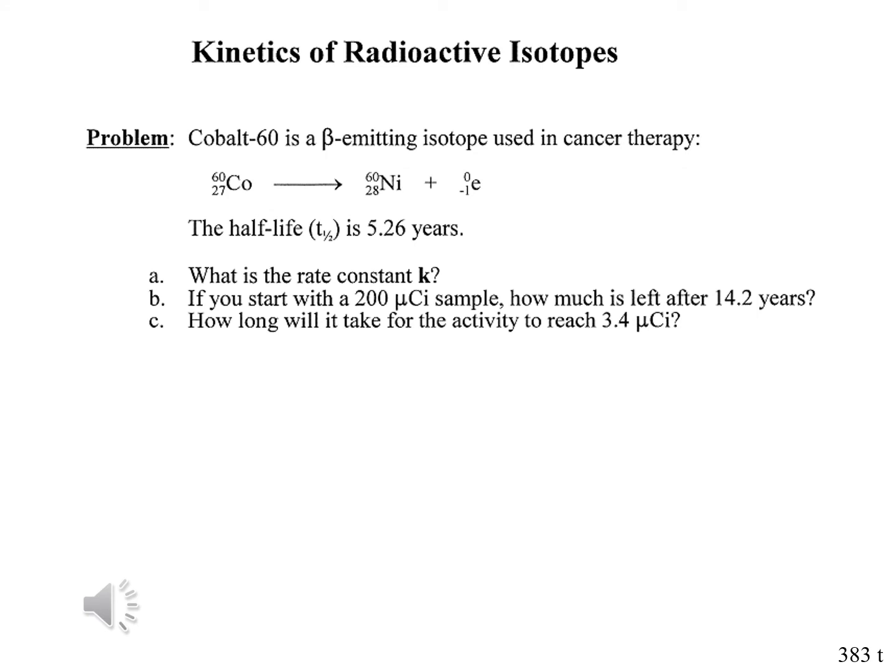Cobalt-60 is a beta emitter, and it was actually the first isotope that was used in radiation treatment. Sometimes they would just lay the cobalt-60 right on the patient. Obviously, that's no good because the whole patient gets irradiated. And nowadays, these isotopes are all in machines.